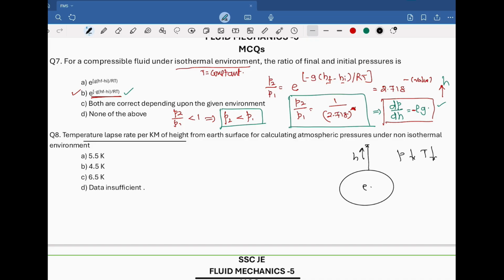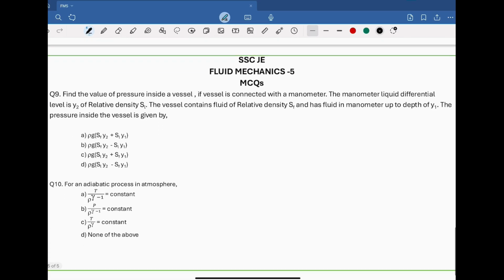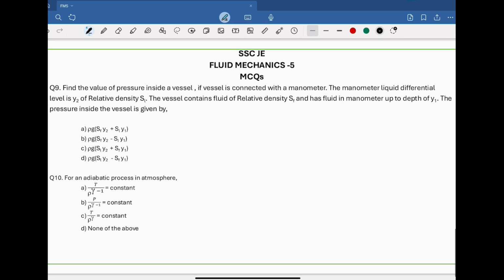This is earth. From standard books, it is derived that it is 6.5 Kelvin. 6.5 Kelvin means temperature lapse rate is 6.5 Kelvin per kilometer. This is the straight question, straight answer. Now, decrease in temperature, whether it is degree centigrade or Kelvin, is not going to make any difference. K is given only to confuse, nothing more than that.